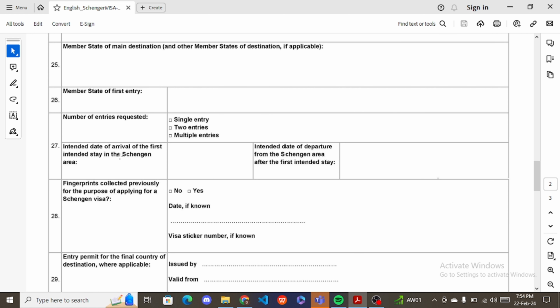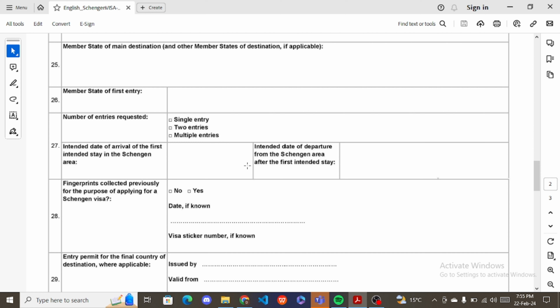27, intended date of arrival of the first intended stay in the Schengen area. Of course, this should be the dates you have on your travel itinerary or your flight reservation when you intend to arrive. Let's say you're coming from Nigeria and your flight is taking off on the 15th of January, but you're expected to land on the 16th of January. Then your first intended stay in the Schengen area, which is Malta, if Malta is your destination, is going to be on the 16th when you actually arrive in Malta.